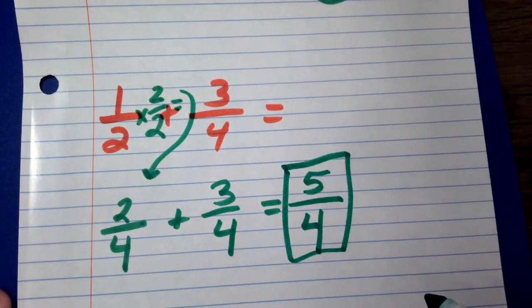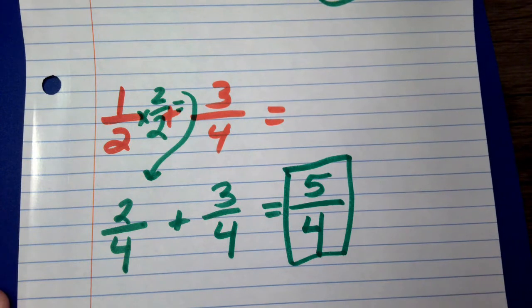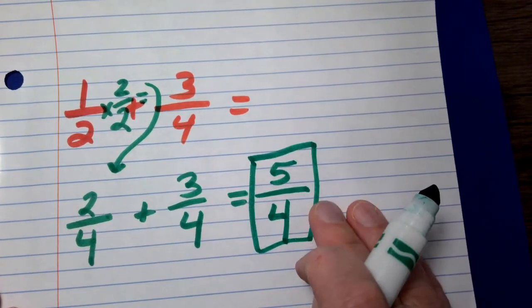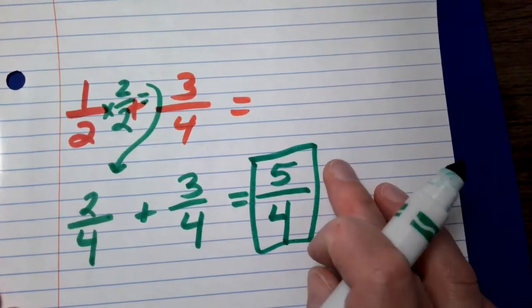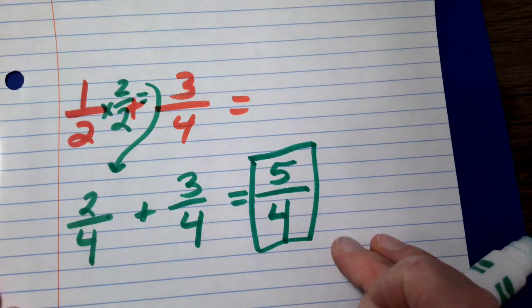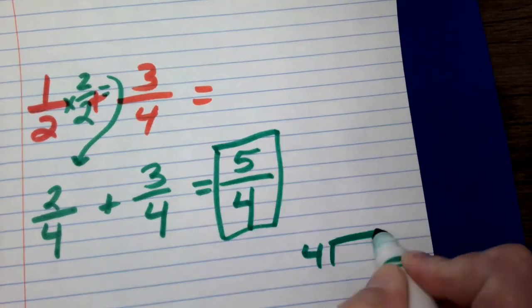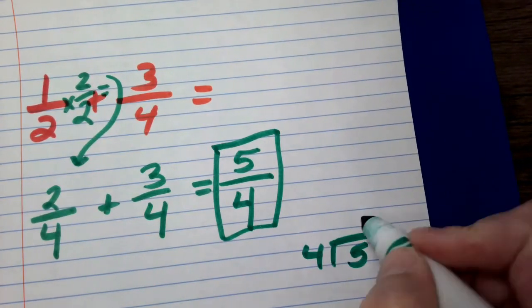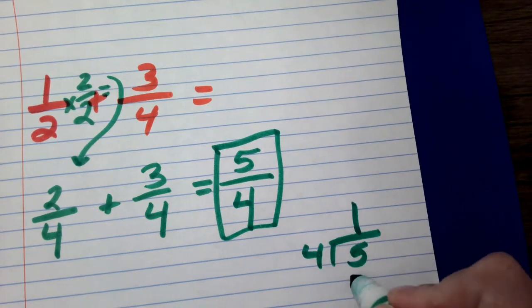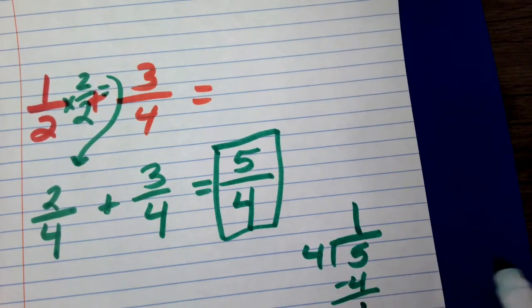Again, like the one before, we can make it a better answer. So what I'm going to do is simplify this answer. And since it's an improper fraction, I can go ahead and do the division and make a mixed number. So down here, I'm going to divide 4 into 5, and 4 goes into 5 one time. 1 times 4 is 4. I'm going to subtract and get 1.